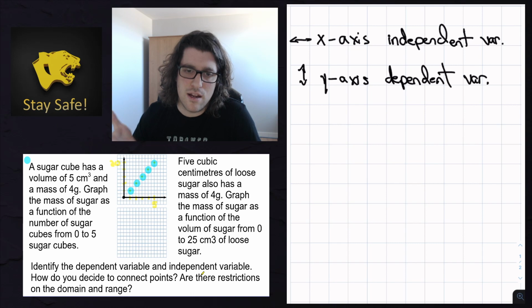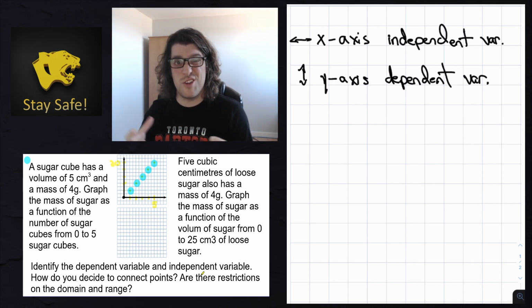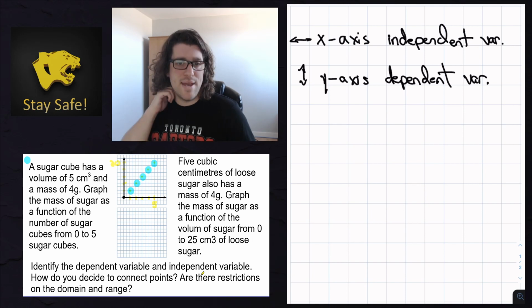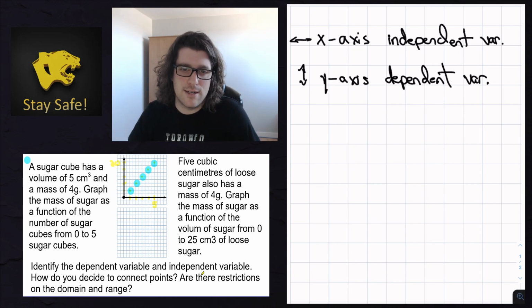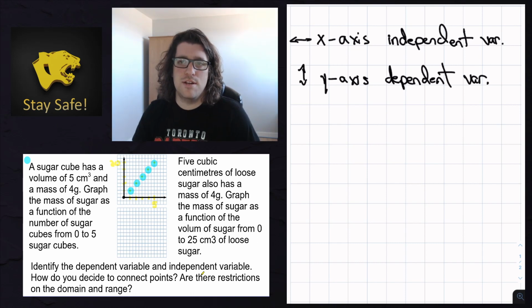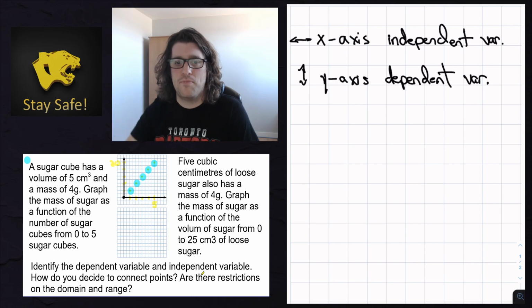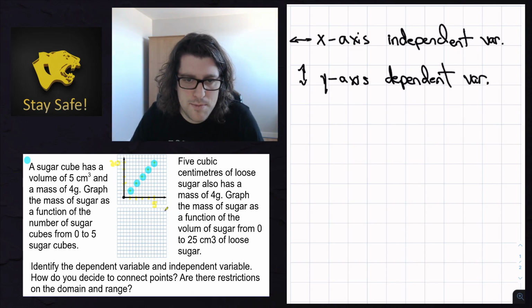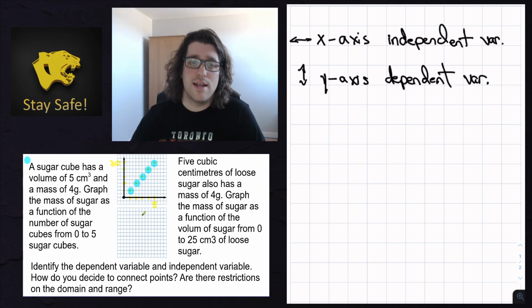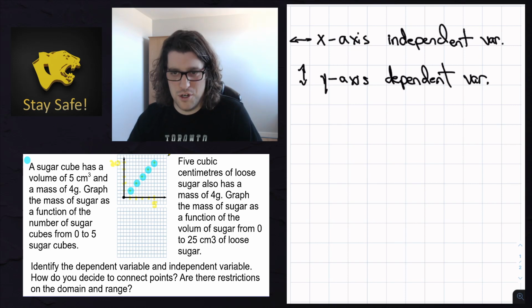Again, I understand that, but the direct relationship here is that the mass of sugar that you have is going to change based on the number of cubes that you select. So your number of cubes is going to be your independent variable, and your mass is going to be your dependent variable. So this was my number of cubes, and this was my mass of those sugar cubes. Again, unconnected because you have individual cubes of sugar.